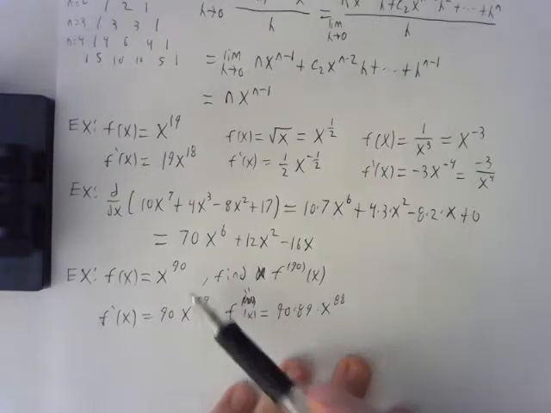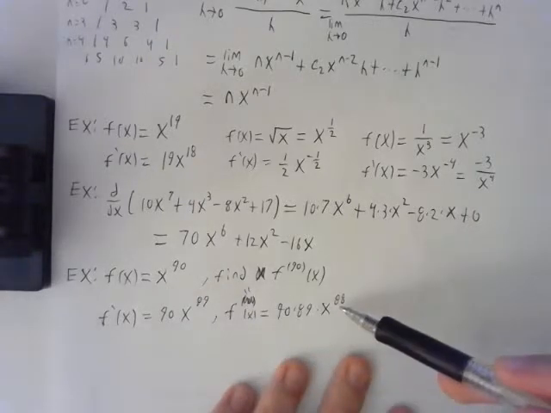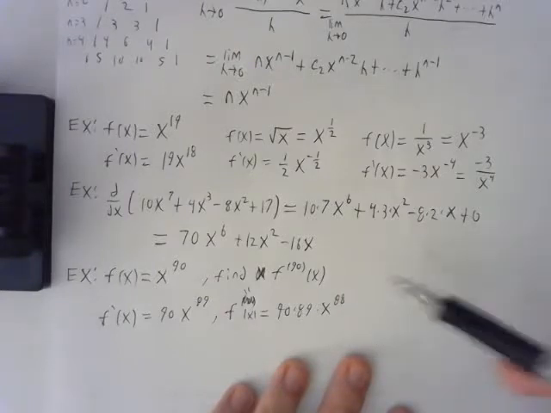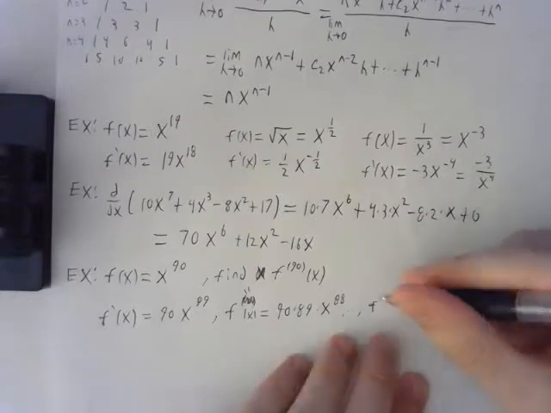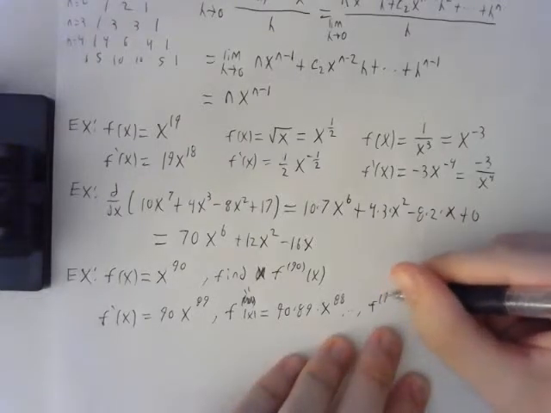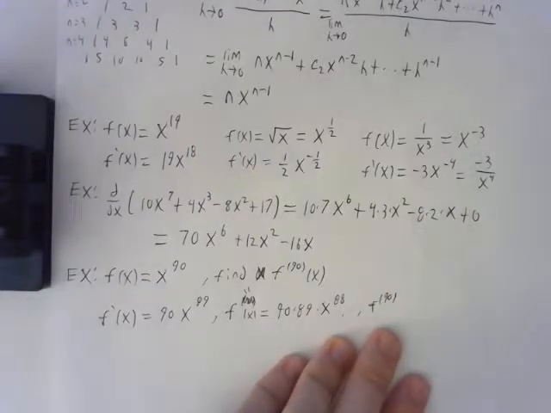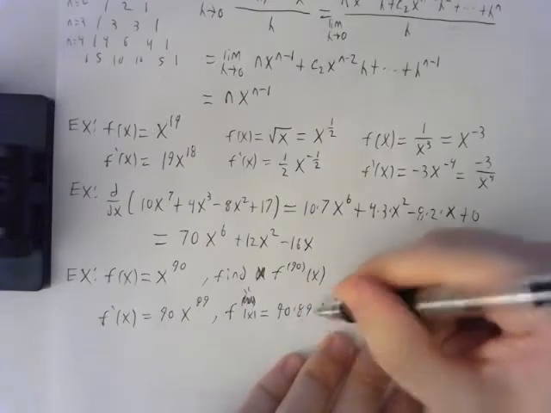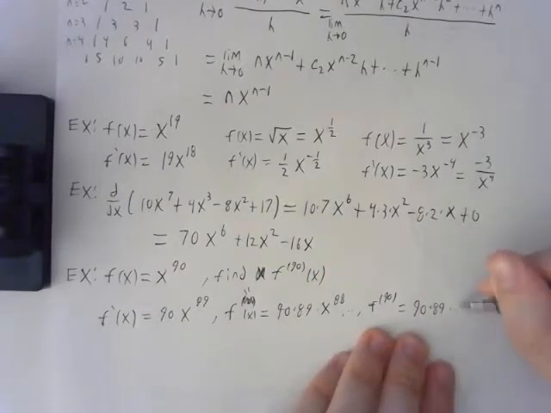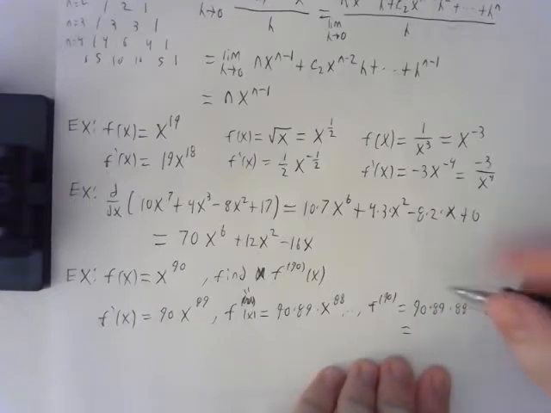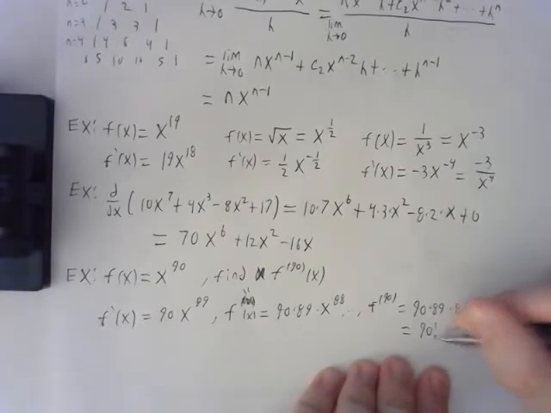So if we differentiate 90 times, the power will go down to 0. So if we kept going, the 90th derivative, we'd have x to the power 0, so that would just be 1, and then we just get all these constants that we accumulated. So we get 90 times 89 times 88, all the way down to times 2 times 1. Another way of writing this is 90 factorial.